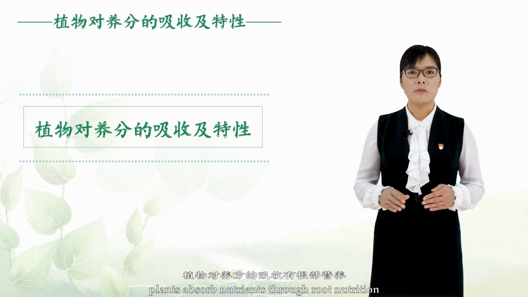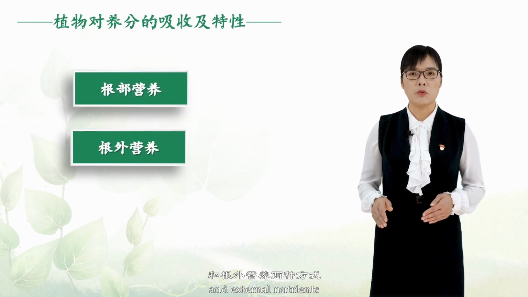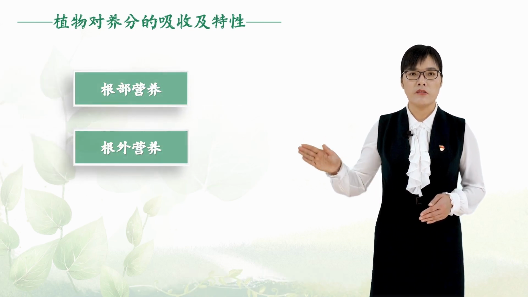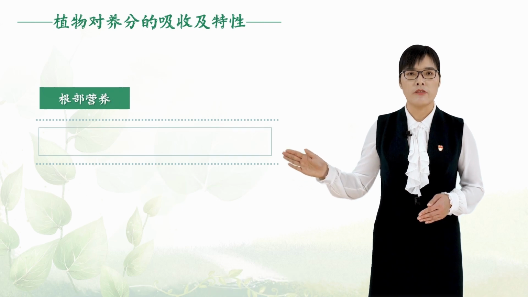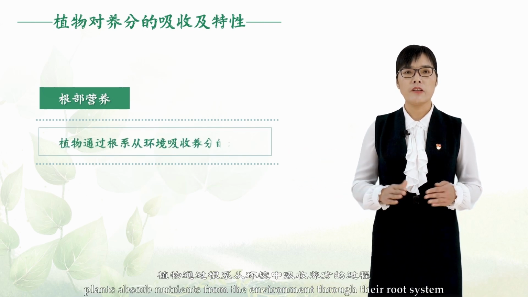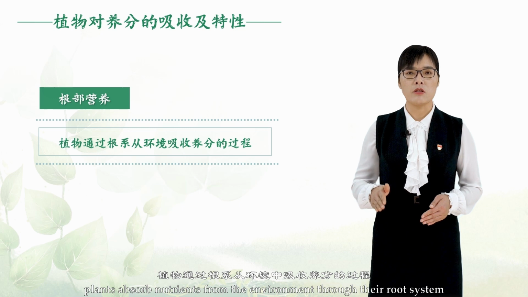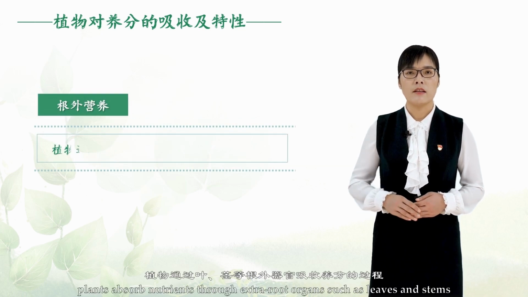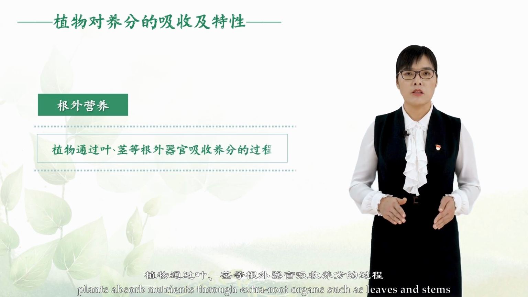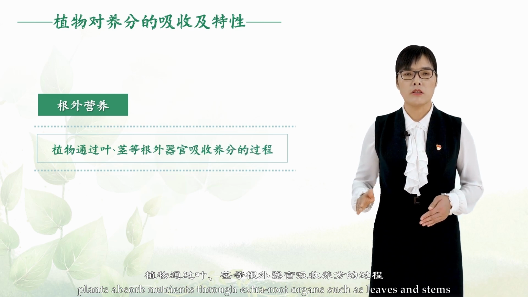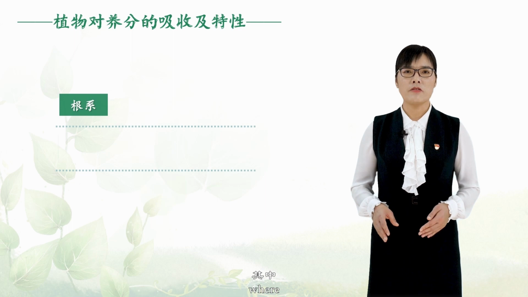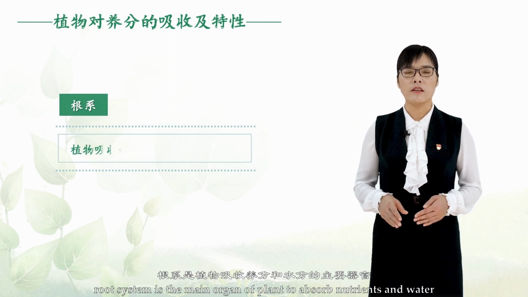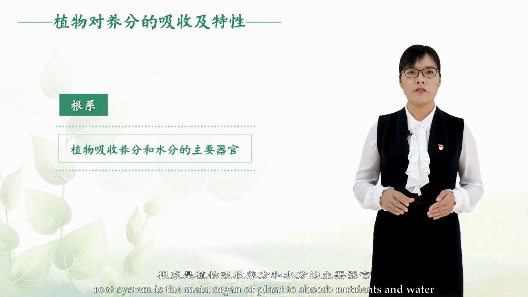Plants absorb nutrients through root nutrition and extra-root nutrition. Root nutrition refers to plants absorbing nutrients from the environment through their root system. Extra-root nutrition refers to plants absorbing nutrients through organs other than roots, such as leaves and stems, where the root system is the main organ of plants to absorb nutrients and water.